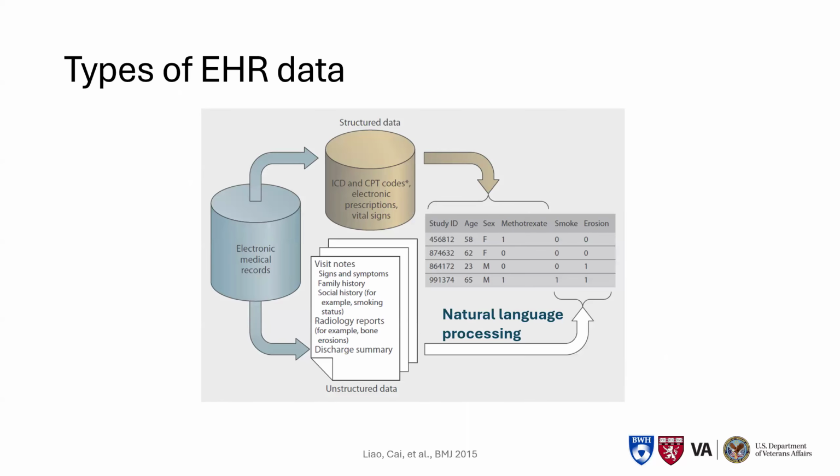Let's go back to talk about electronic health record data. There are two main types of EHR data, and actually, these are two main types of data in general: structured data and unstructured data. Structured data are data that are hard-coded, that are standardized in their coding. For example, ICD codes, CPT codes, electronic prescriptions.